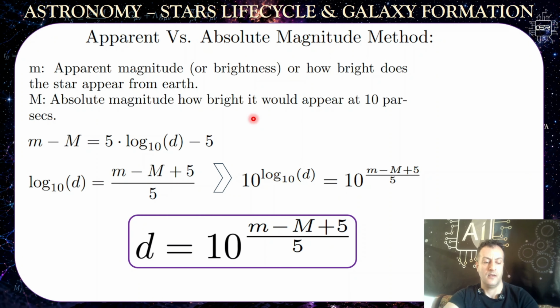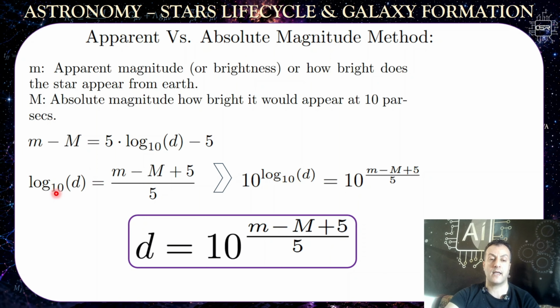Apparent versus absolute magnitude method. So lowercase m is the apparent magnitude or brightness, how bright the star looks from our perspective, how it appears from the Earth or an observer on the Earth. Capital M is the absolute brightness or absolute magnitude, how bright it would appear at a distance of 10 parsecs. So lowercase m minus capital M is equal to 5 log base 10 d, where d is the distance, minus 5. This is the formula.